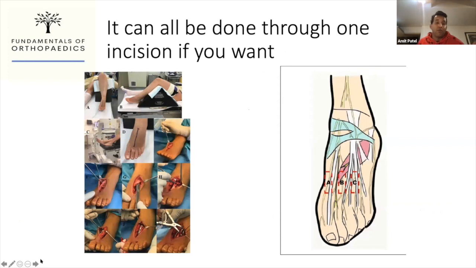But it can also be done all through 1 incision if you want. This is from a paper from Australia by Philpott, which uses 1 large incision centered over the second metatarsal. And once you go in, you create 3 windows. So you go medial to EHL, you go lateral to EDB, and EDB is protecting the neurovascular bundle. And then you go between the 3rd and 4th EDL tendons to access any lateral structures that you might do. And it's entirely appropriate to do this approach as well.